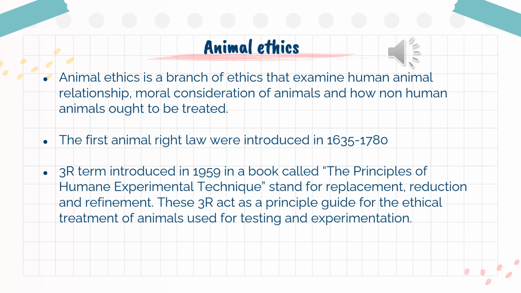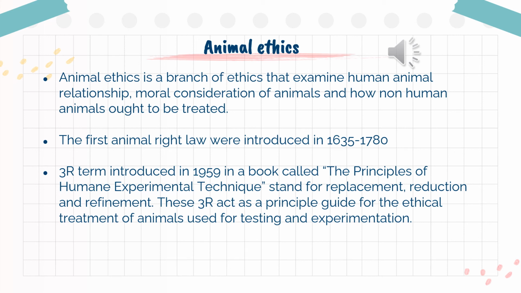Animal ethics. Animal ethics is a branch of ethics that examines human-animal relationships, moral consideration of animals, and how non-human animals ought to be treated. The first animal rights laws were introduced between 1635 and 1780.